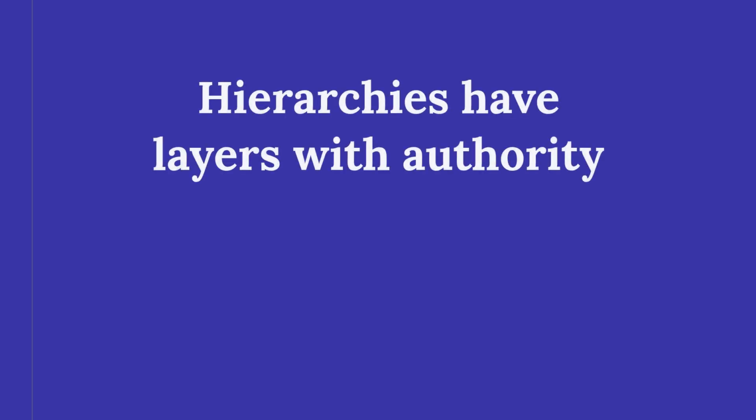Hierarchies are structured in layers, with top layers having more authority. Span of control refers to how many workers a manager oversees. Tall organizations have many layers and small spans of control. Flat organizations have few layers and large spans of control. Each has its own advantages and challenges.